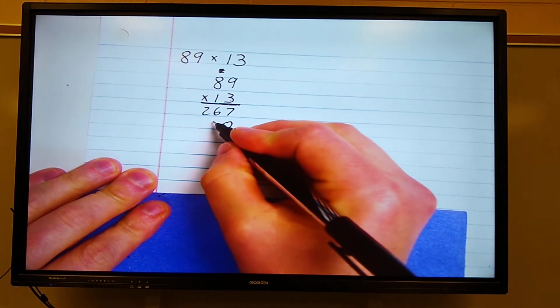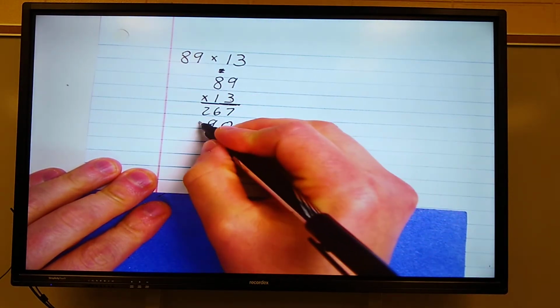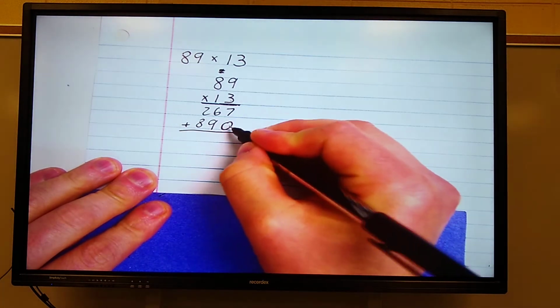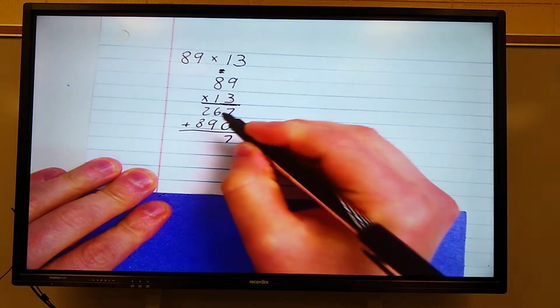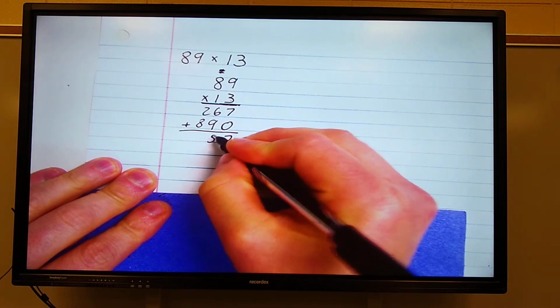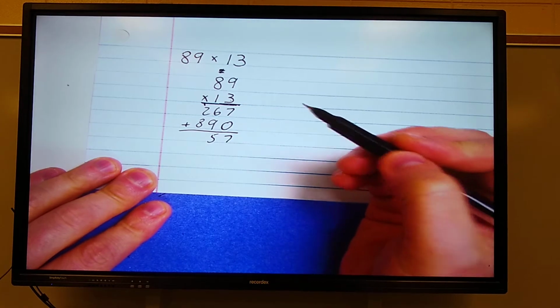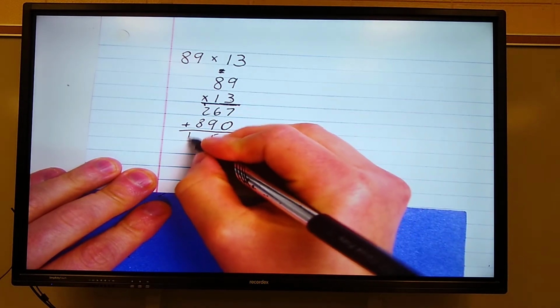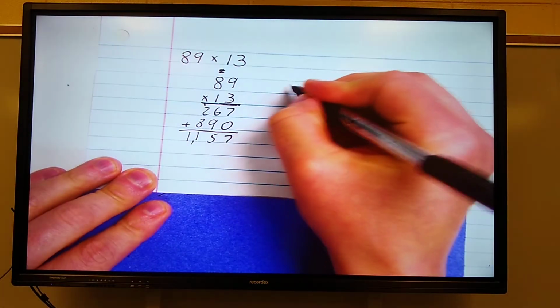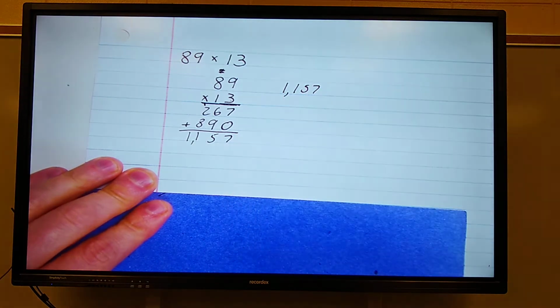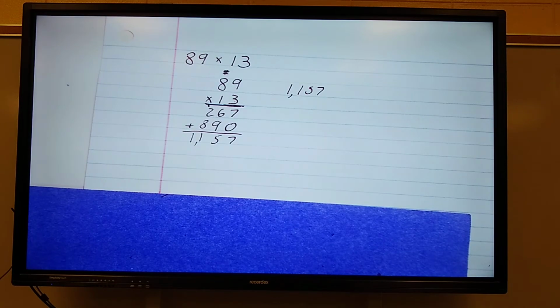1 times 9 is 9. 1 times 8 is 8. Add 7 plus 0, 7. 6 plus 9, 15. Bring down 5, carry the 1. 8 plus 2 is 10. Plus 1 is 11. The product is 1,157. Easy. At least it should be by now.